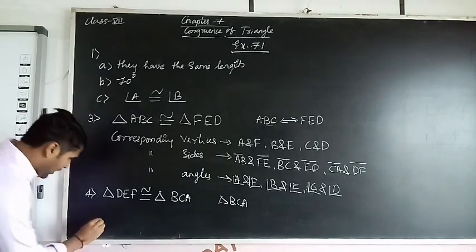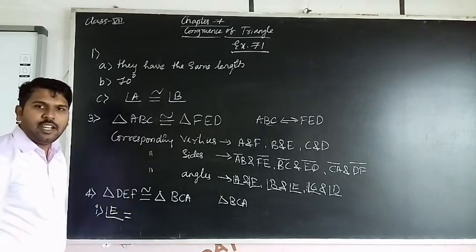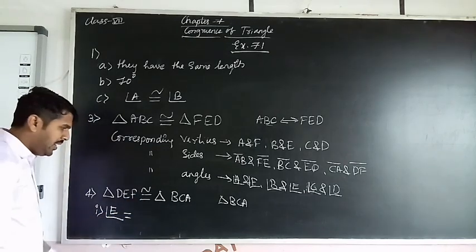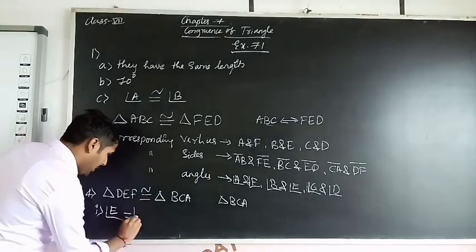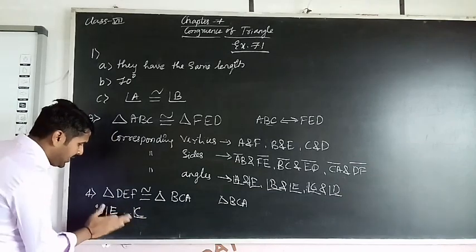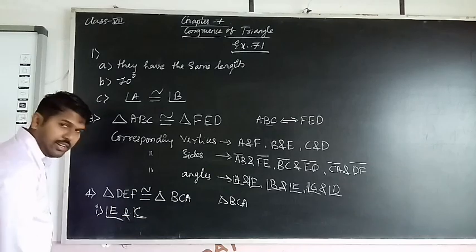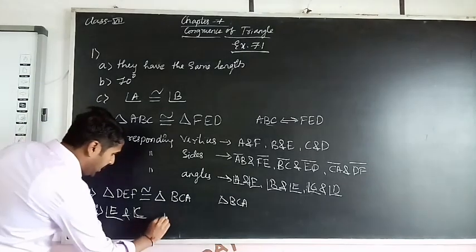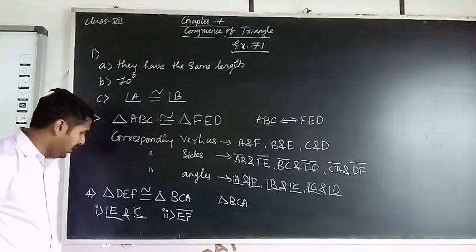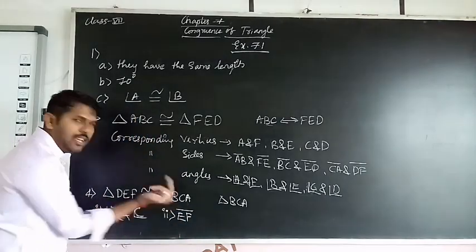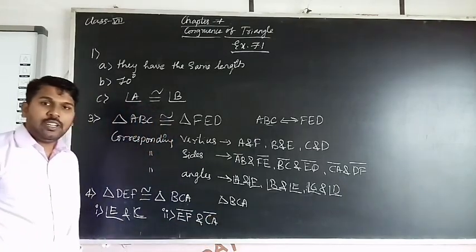First one: angle E. Angle E is equal to what? Angle E is at the middle, that means C. So E and C. This is the angle. Next, the second one asks for a side. They have given EF, that means CA. That's it, very easy. CA. These are the corresponding parts.